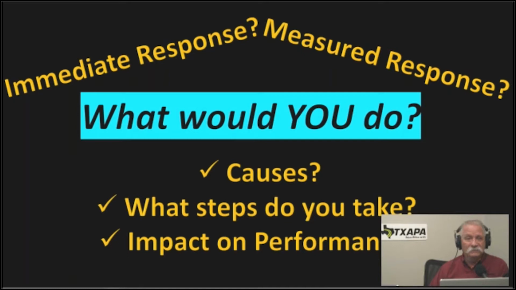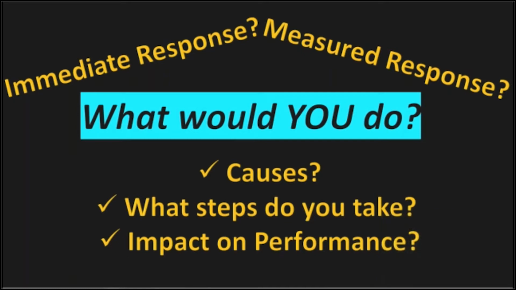Obviously in the process, we want to look at what the causes of these issues are. What steps do you take to resolve them? And most importantly, what is the impact on performance when one of these properties is out, or sliding out, moving out, trending, high or low, or shifting? Because if the mix doesn't work, we've got a problem. So we have to make sure the mix is working.